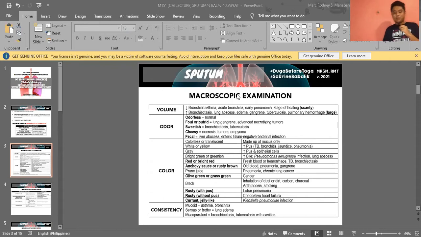Rusty, you already know this, basically rusty with pus, you have lobar pneumonia. And rusty without pus, congestive heart failure. And currant jelly-like, like jelly, you have Klebsiella pneumoniae.